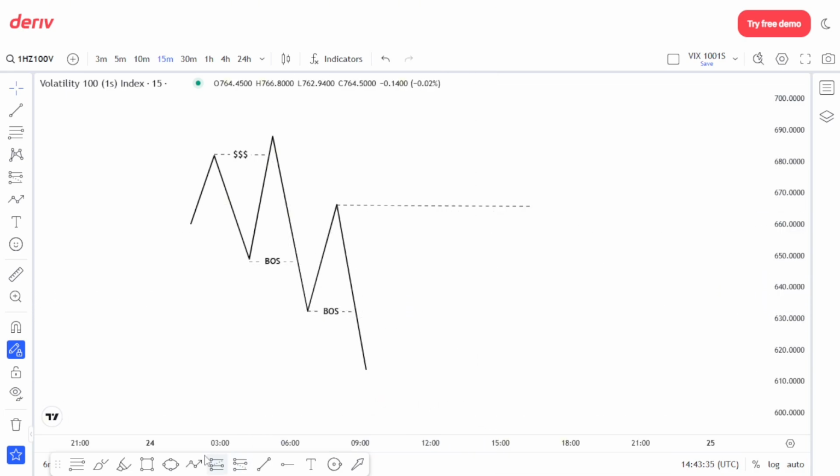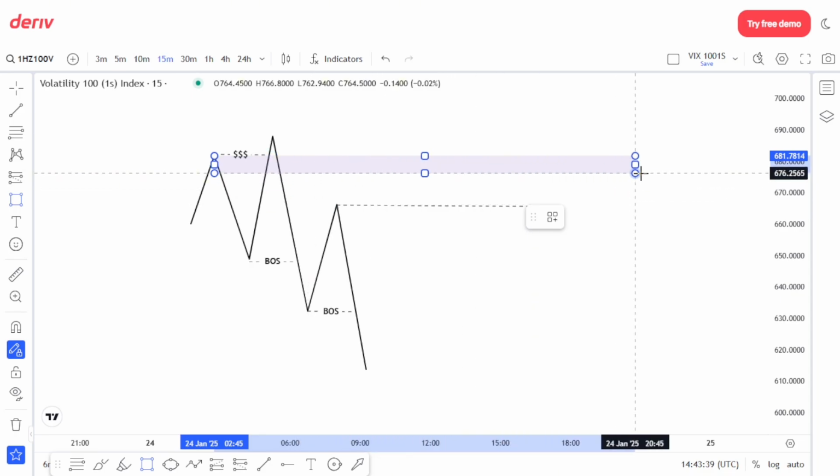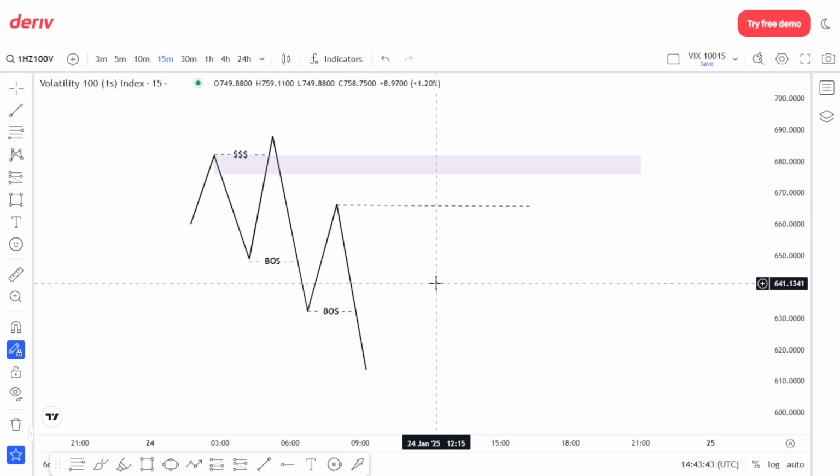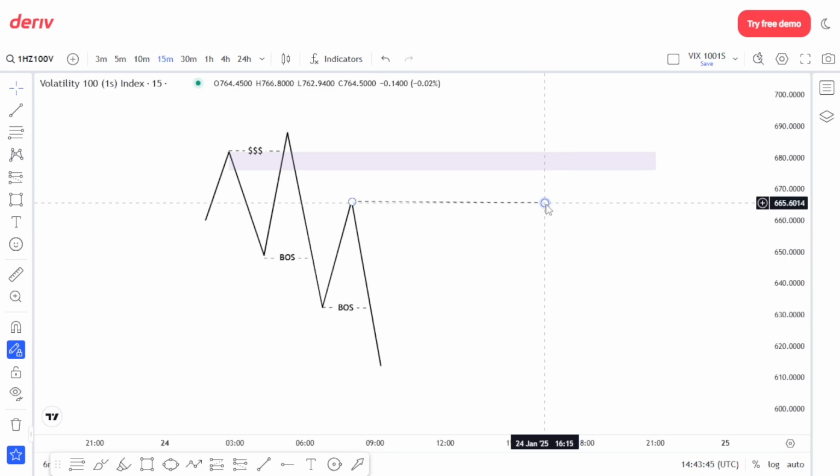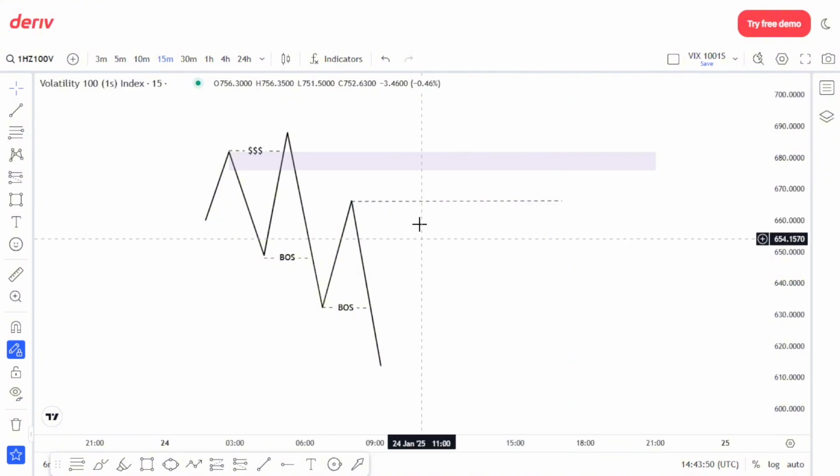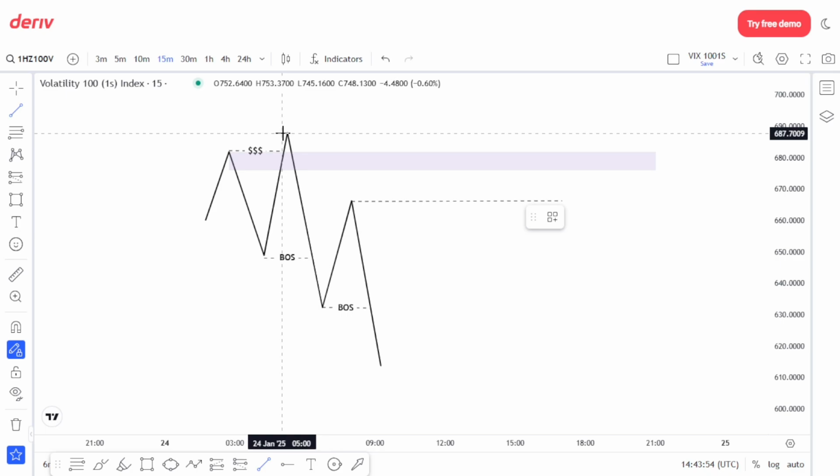The next thing we're going to look for is our POI. You mark your POI from there to this low. Just look for candlestick patterns like the engulfing candlestick pattern, the order blocks and all of that to mark out your POI. Then here we have our protected high.